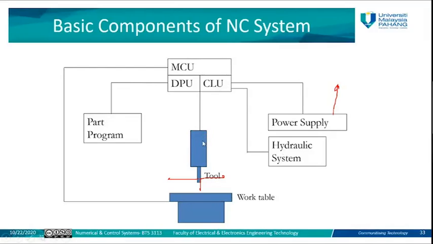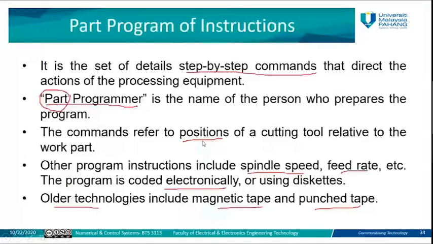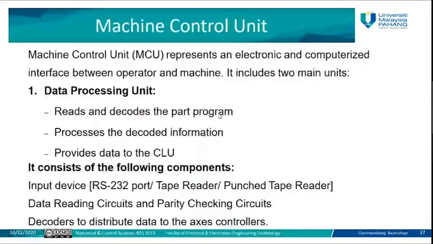So the definition here for the functions or roles of the data processing unit: it will read and decode the part program. We said it receives the instructions, so it will read and receive the data, decode the program, then process the decoded information and provide data to the control loop unit. So the task of the data processing unit is to receive the program, interpret the program or understand what the program contains, then take action by sending the required action to the control loop unit.